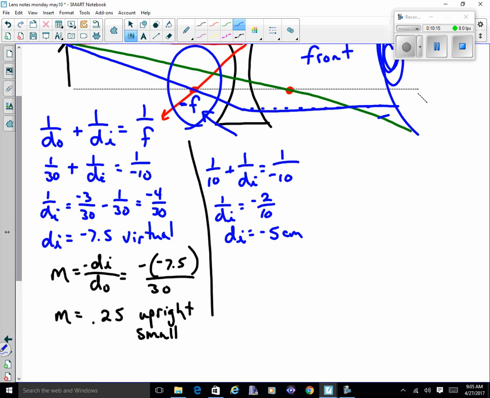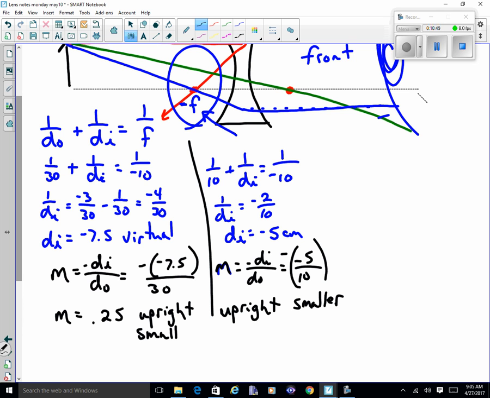When you do your magnification again, magnification is negative di over do. And so that ends up giving you a negative 5 over 10. And so now you moved your image up, and it just got a little bit bigger, but it's still upright. It's smaller, but it's not as small as it was, because now your magnification ends up being a positive 0.5.